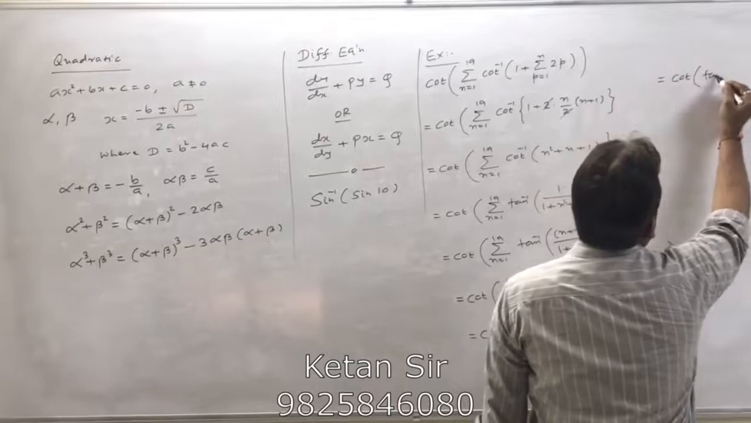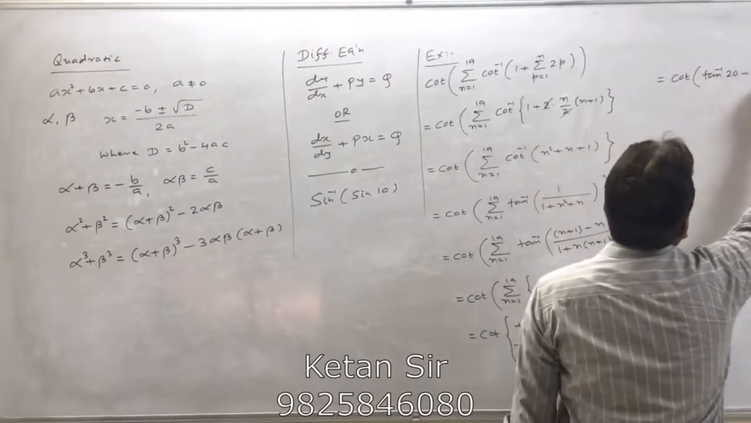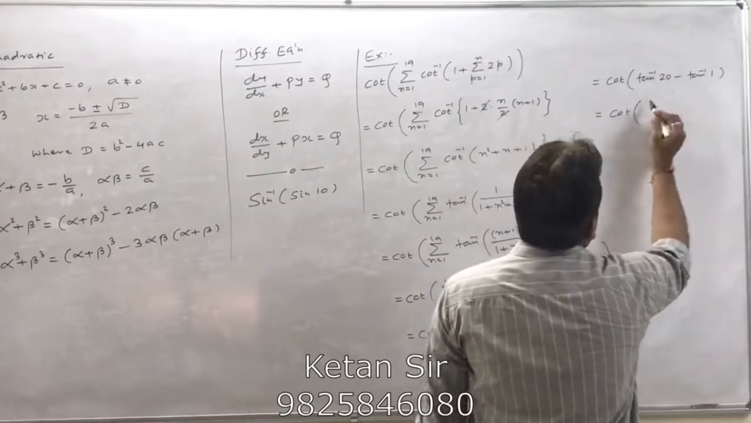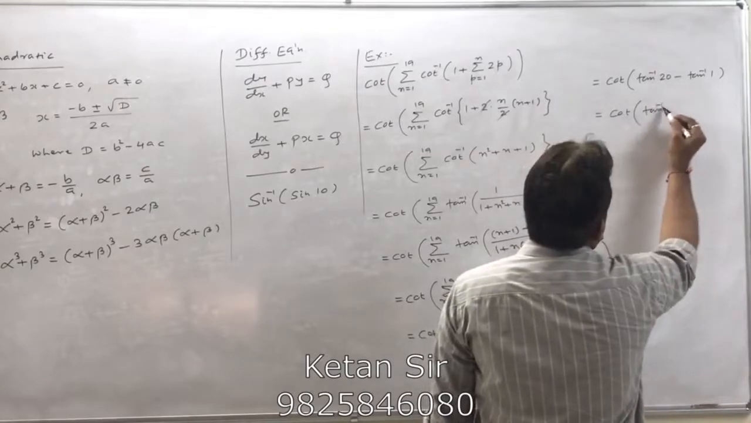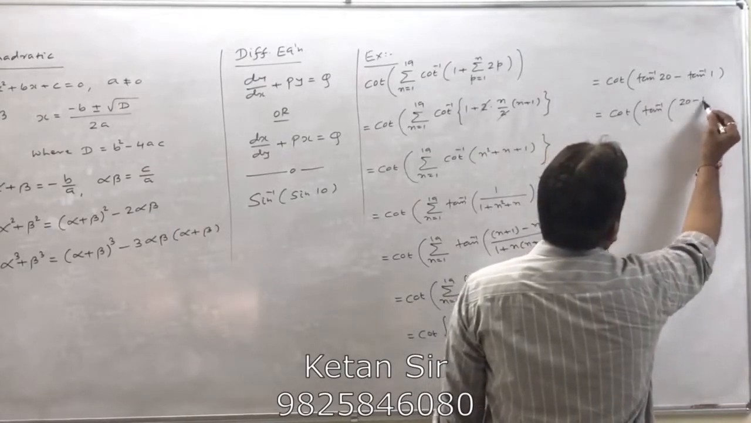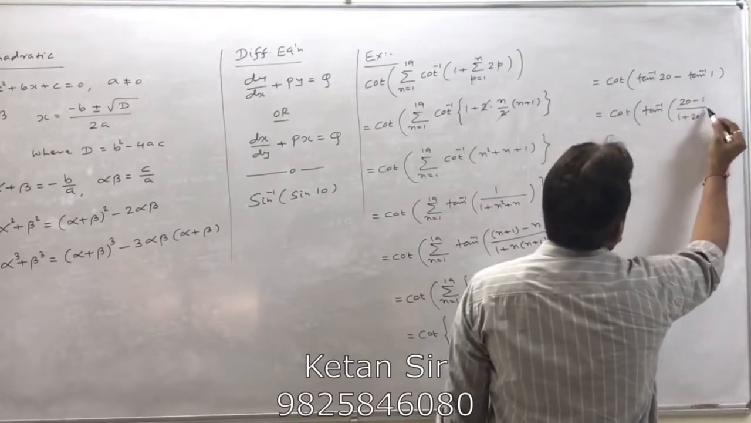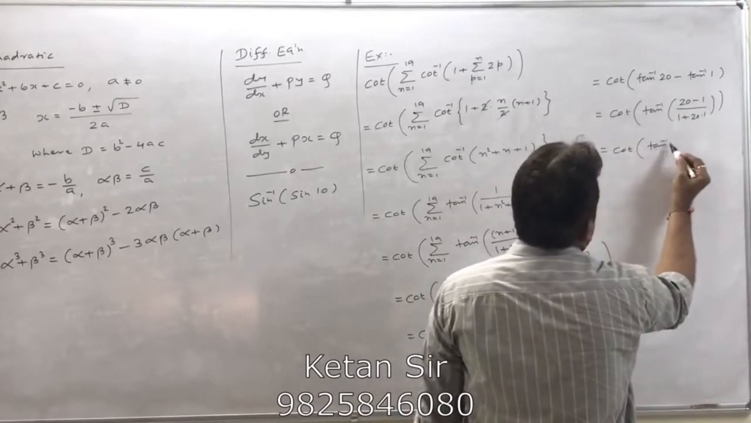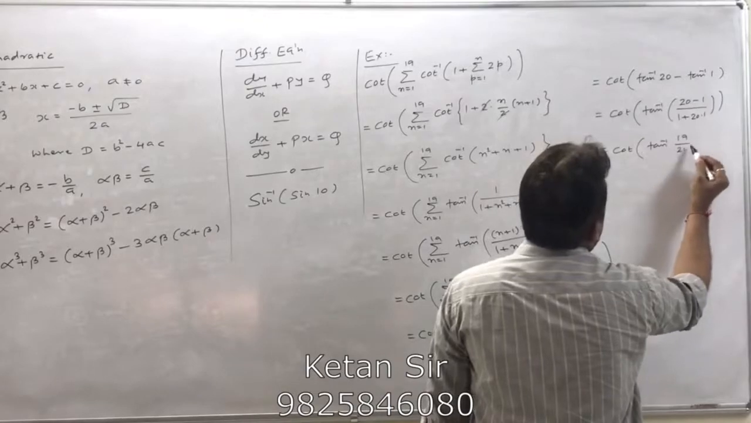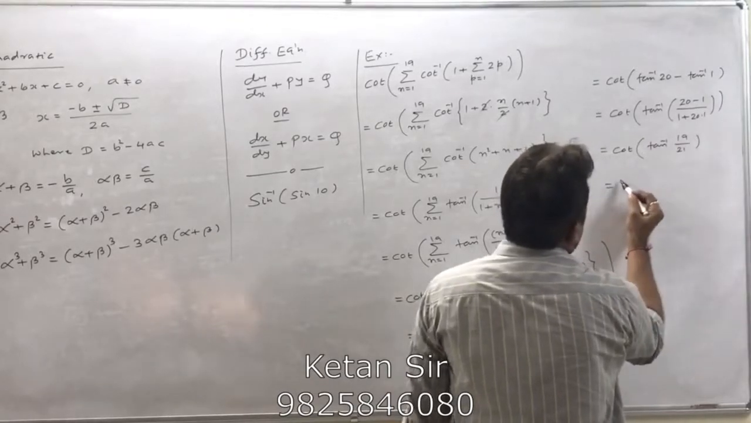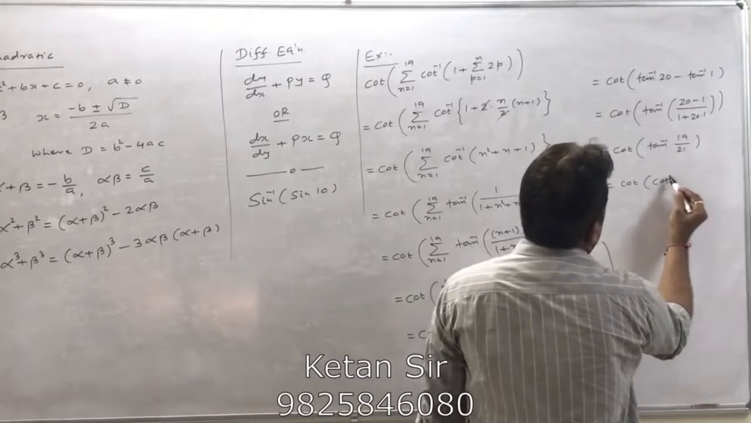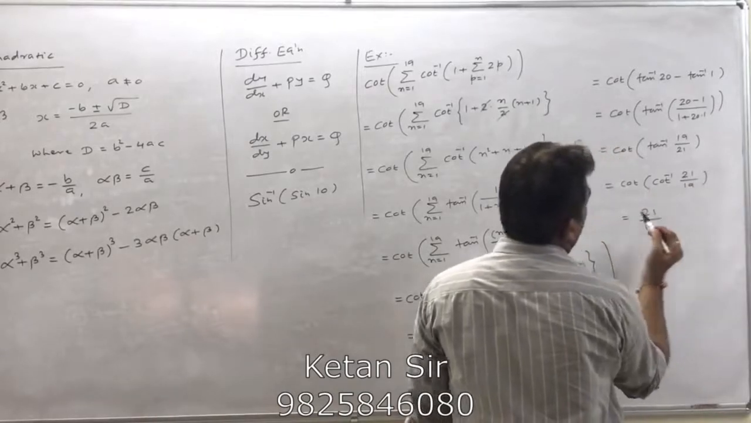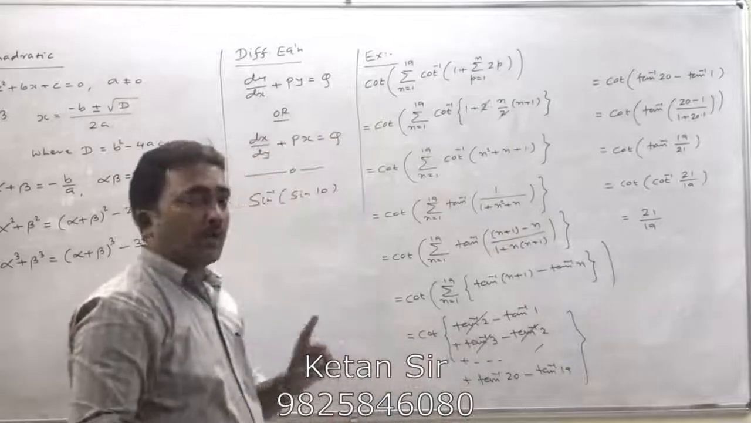cot of tan inverse 20 minus tan inverse 1. This is of the type tan inverse x minus tan inverse y, which is tan inverse of x minus y upon 1 plus xy. It is cot of tan inverse 19 by 21. Cot of this term, write it as cot inverse 21 upon 19, and your final answer is 21 upon 19.